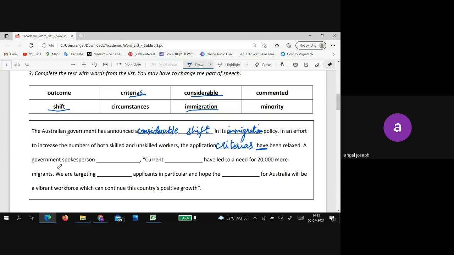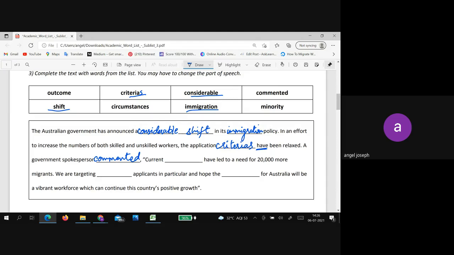A government spokesperson dash. This is simple. Look at the words. A government spokesperson commented. Great. So a government spokesperson commented, in inverted commas.